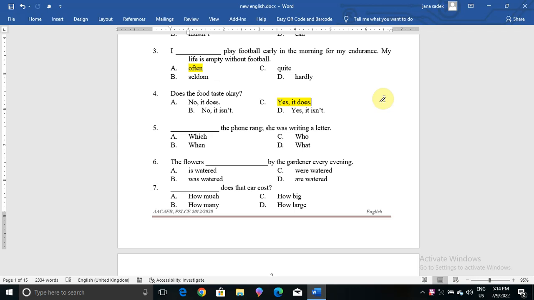So the correct answer for question number 5 is when, because when is asking about time, and here it says the phone rang when she was writing a letter. Or we can say when the phone rang, she was writing a letter. At the time when the phone was ringing, she was writing a letter. So the correct answer, which is asking about time, is B, when.